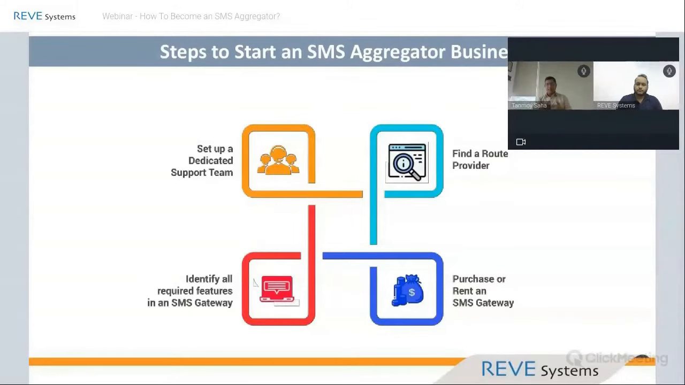Then the next part is to understand what features you would need to become an SMS aggregator. You have to identify those features. Once you identify the need for entering the market, you'll be able to find a proper provider who sells the SMS gateway. So you have to understand the features you need, then based on the features choose the SMS platform you have to use. Then you connect that SMS platform with the operators to provide the service to the local market.